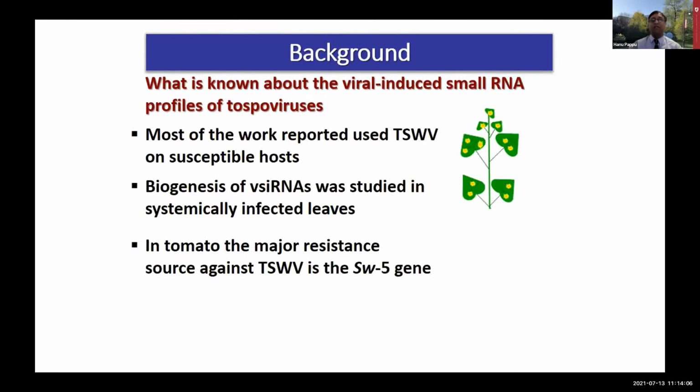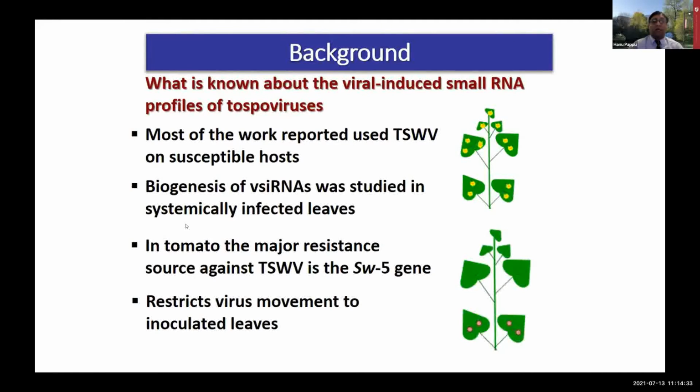So in case of TSWV, what we have been doing is we developed a TSWV tomato as a model system to see how the host is responding to TSWV infection. Most of the findings that I'm going to talk about are very relevant and applicable to other hosts such as peanut or pepper, the other two commercially important crops that are highly susceptible to TSWV.